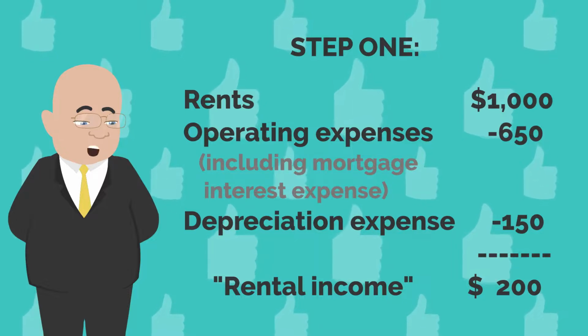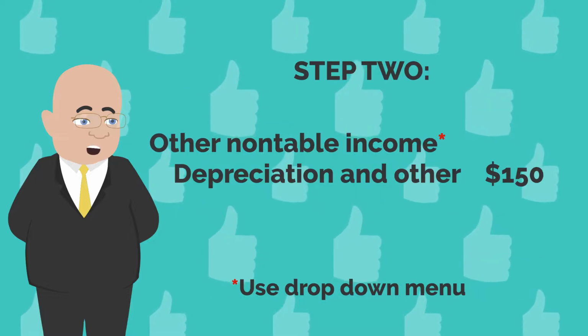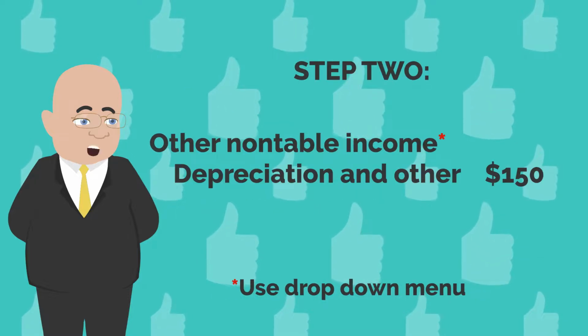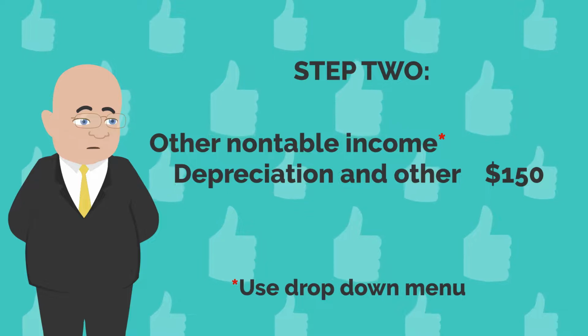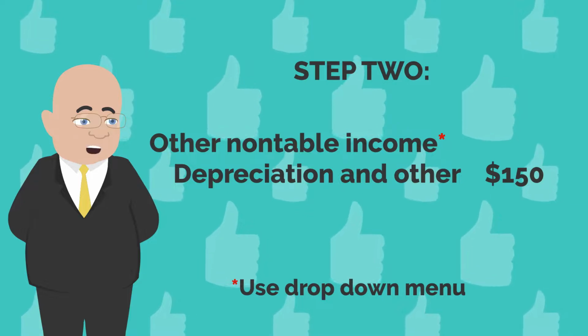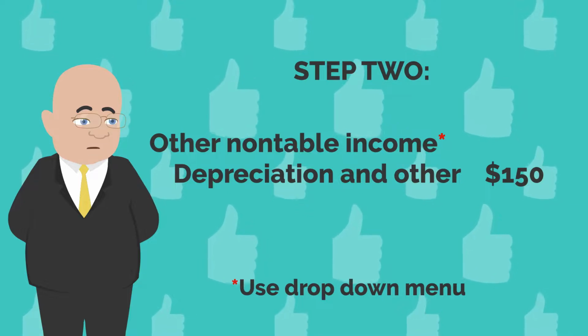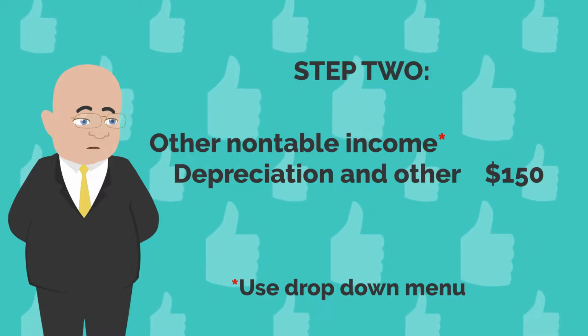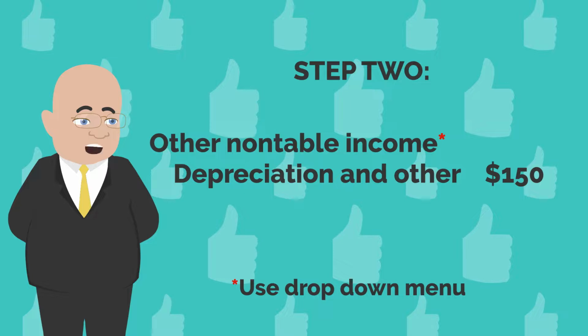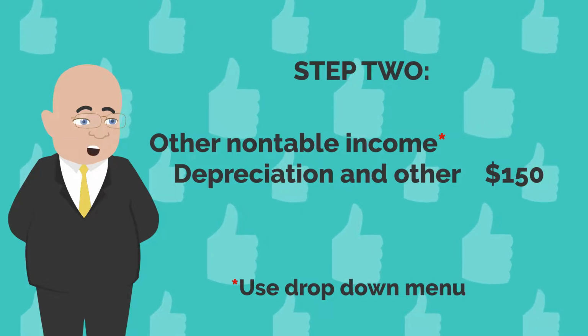We proceed to step 2. In step 2, we make the entry for depreciation for a correct support calculation. For step 2, go to the other non-taxable income, and click on the drop-down menu. Locate the depreciation and other line and enter the $150 depreciation expense as a positive number. This is all that is required for step 2.